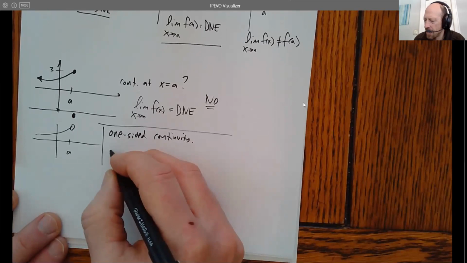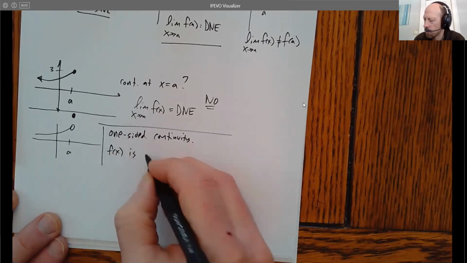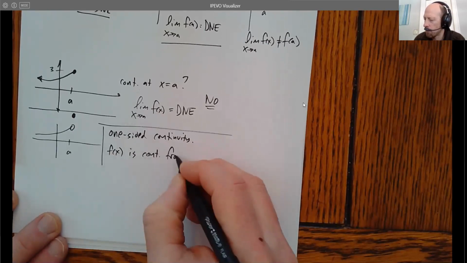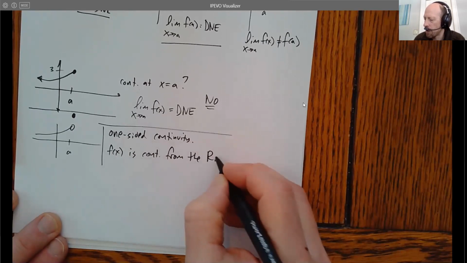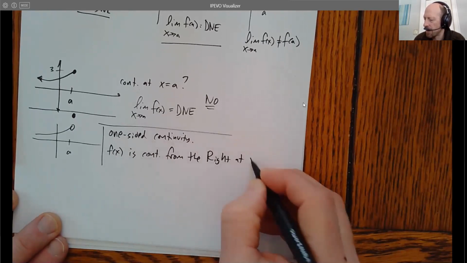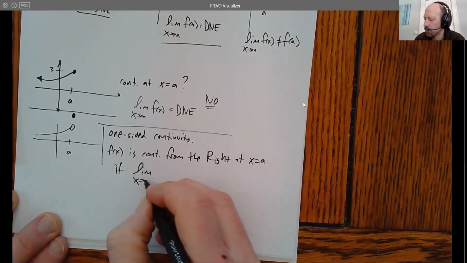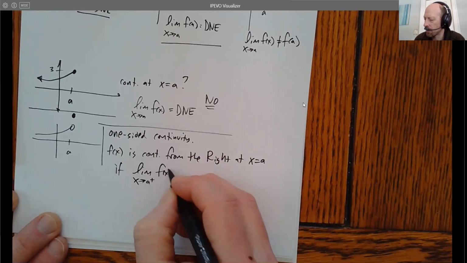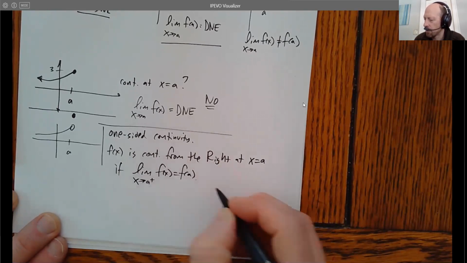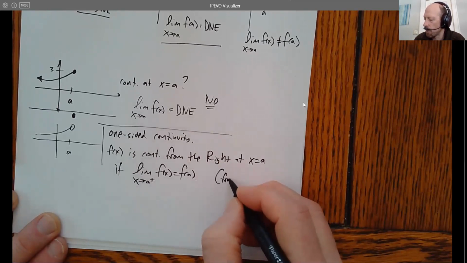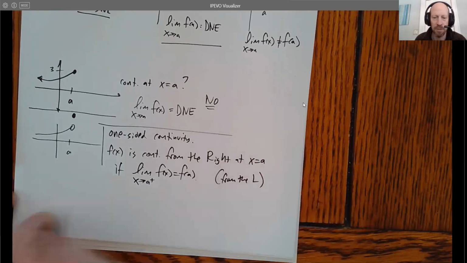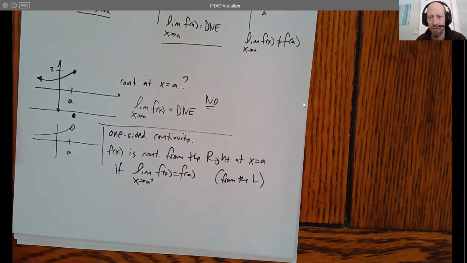So we're going to say f of x is continuous from the right at x equals a if the limit as x goes to a from the right of f of x equals f of a. And of course, from the left is the mirror image of that, right? We just say from the left and make it an a with a little negative there. A from the left.